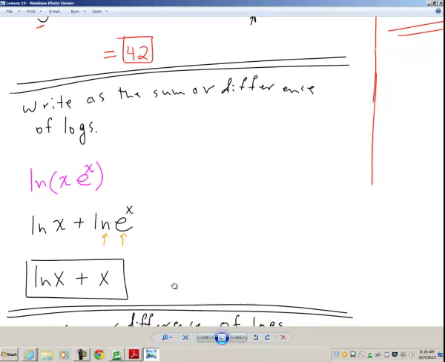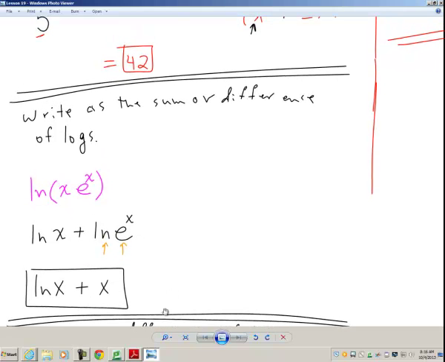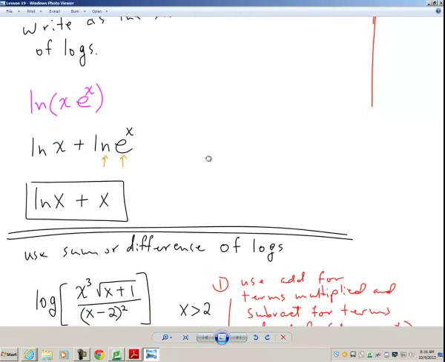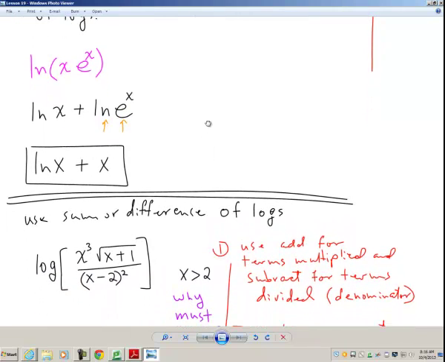We're done with that. So some of these you're just going to expand. Some of them you're going to condense. Some of them, if you can get a number, then you want to go ahead and put that number down if you can simplify it. Okay, use the sum and difference of logarithms for this.